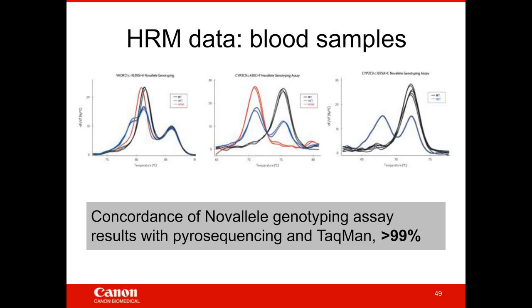This slide shows the HRM melt curves for the three targets with blood samples. You can see that the variants are easily distinguishable. Again, the wild type is shown in black, the homozygous mutant is in red, and the heterozygous samples are in blue for all three SNPs.